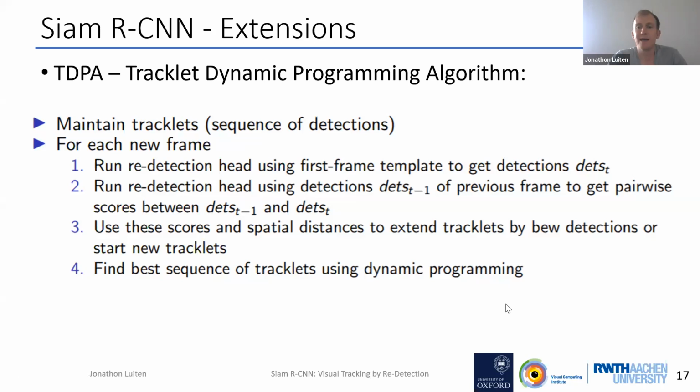Then we simply run a dynamic programming algorithm which takes into account the unary terms for all of the different detections in every tracklet, as well as the pairwise terms between tracklets. We run the redetection head again between the last frame of every tracklet and the first frame of every tracklet, such that even when there's a longer gap, we can get the similarity between those tracklet terms. And then, I don't think I have another slide on it.